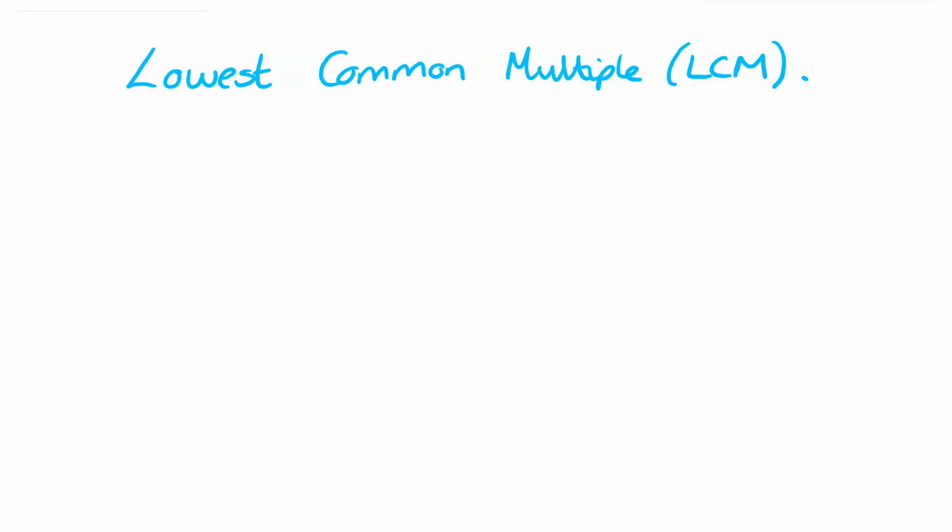Hi guys and girls, a video here on lowest common multiple, which just means the smallest number that is in both of the times tables, which will be more clear when I start doing some. Okay, so there's two ways you can do it.